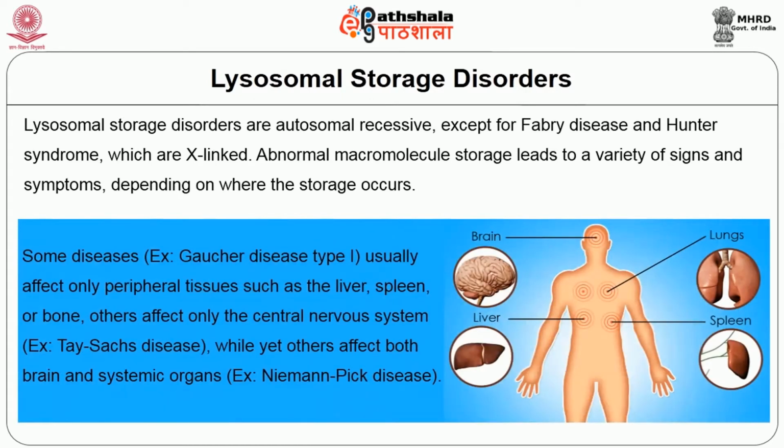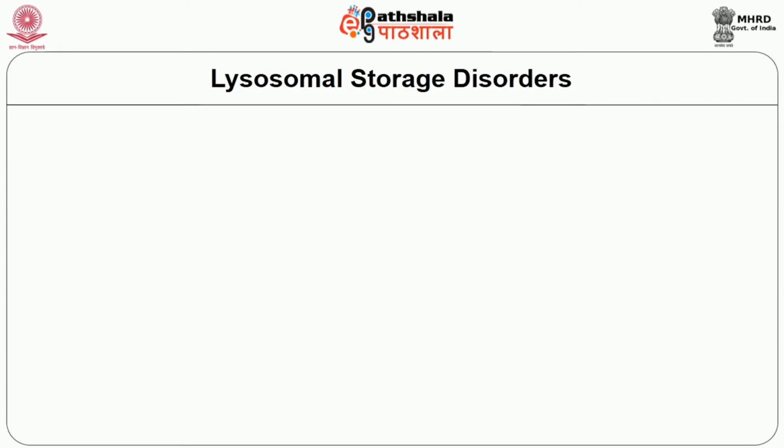Some diseases, for example Gaucher's disease type 1, usually affect only peripheral tissues such as liver, spleen, bone, and others. Others affect only the central nervous system, just like Tay-Sachs disease, while yet others affect both the brain as well as the systemic organs, like Niemann-Pick disease.